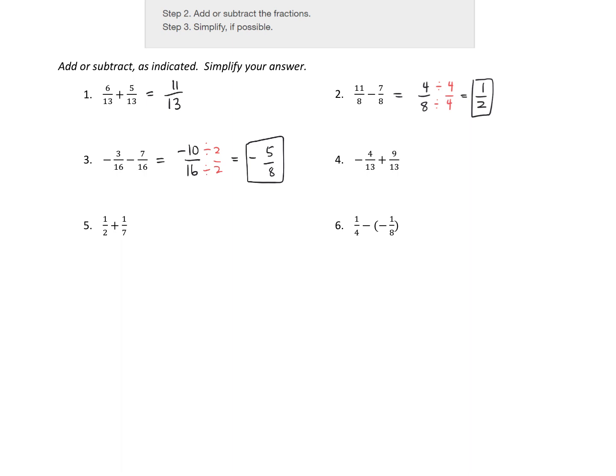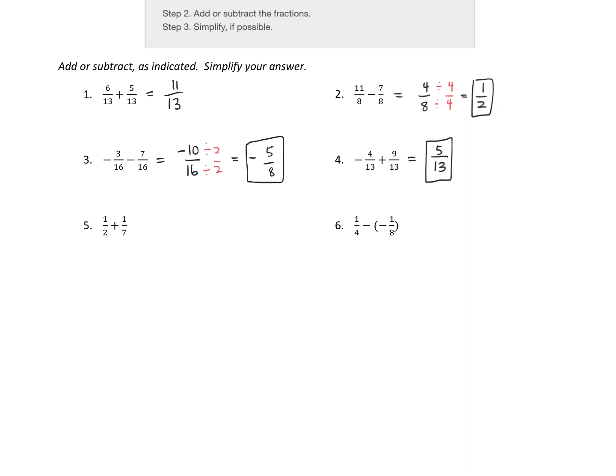Number 4, we have a common denominator already. It's 13. We have different signs. We have a -4 and a +9. So in this case, we'll take the difference of the two numbers, which is 5. 9 minus 4 is 5. 9 is a larger number than 4, so since it's positive, we'll keep the answer positive. And I said that and still wrote a negative. So it should be a +5/13.